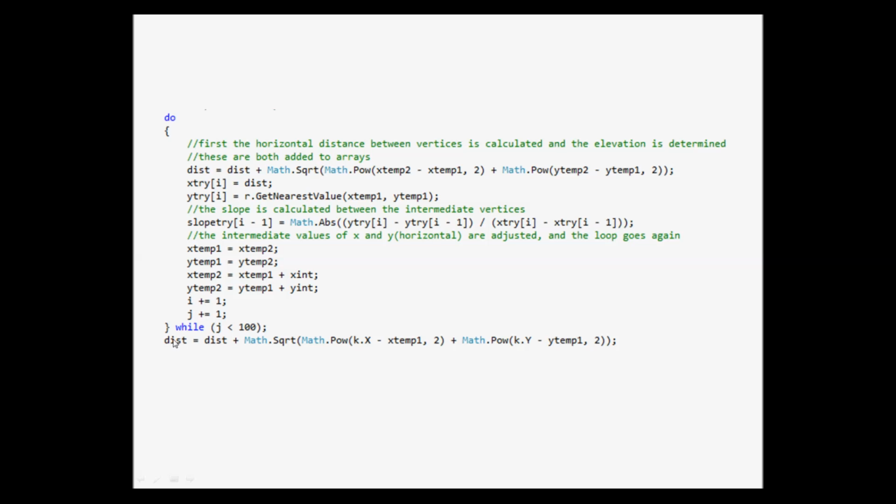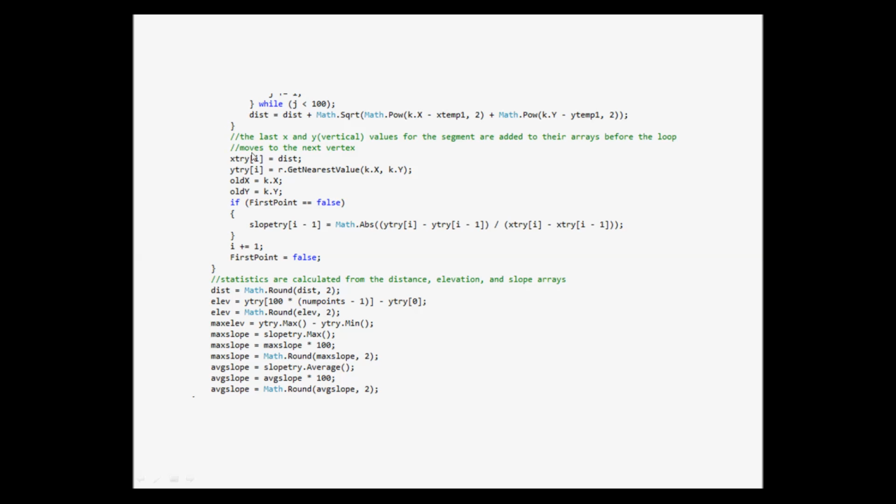Once that is done, it does one final distance calculation for the actual coordinate, the final coordinate that the user selected, and it adds that to the array and comes back out of this do loop, calculates the slope for the last point, and increases the i. And so it should do that for each coordinate created by the user.